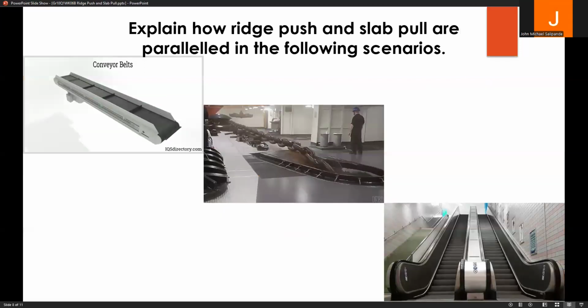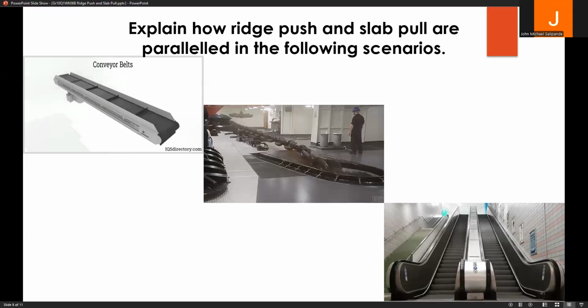Okay, so now let's explain how ridge push and slab pull are parallel in the following scenarios. For those of you who weren't able to grasp this lesson the moment I lectured it, there are some practical applications that do not necessarily involve the continental and oceanic crust that may parallel or mirror ridge push and slab pull.